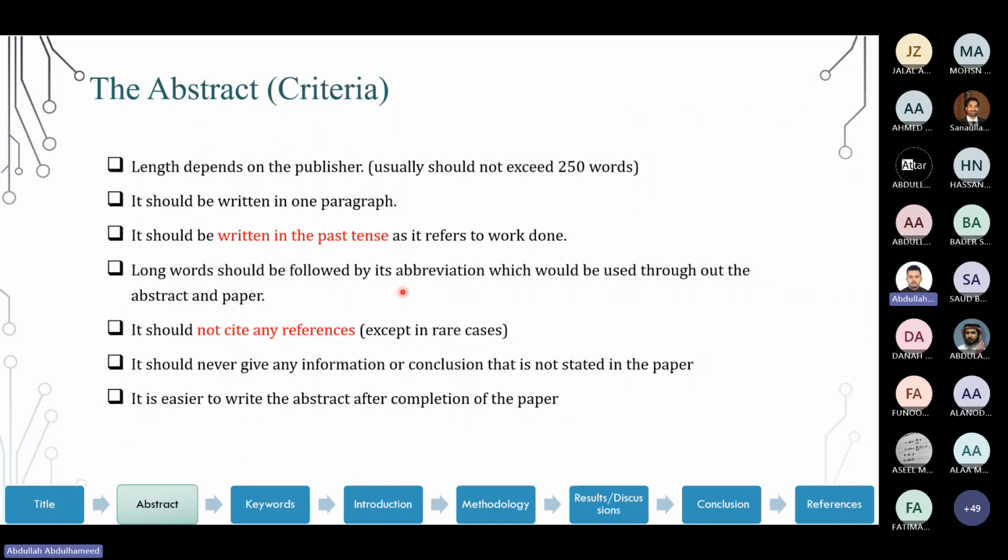It should never give any information or conclusion that is not stated in the paper. And this is also another important point. Do not put any information or any conclusion. Do not say that we did this thing, but in the paper you did not do it. So the abstract must only contain the things that you did in your paper. Avoid including information that is actually not from your paper. It is easier to write the abstract after the completion of the paper, and I already mentioned that. The abstract usually is the last part of your paper that you should write.